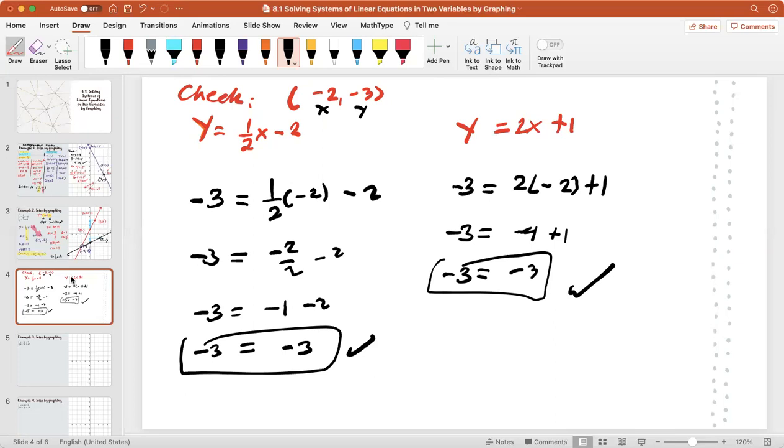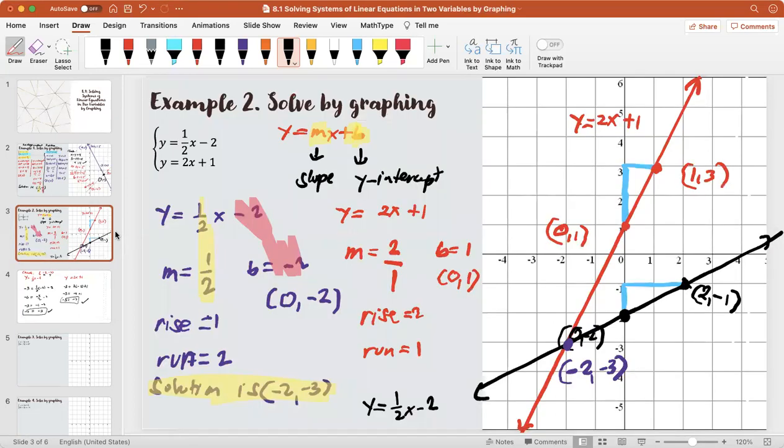Now, what kind of system is this? It's the independent system because there's only one point of intersection. There's only one solution, and we call this system the independent system. So we can classify this as independent system because it has only one solution. And one way to find out is by graphing. If they only have one point of intersection, then that indicates that there's only one solution, and that means the system is independent.